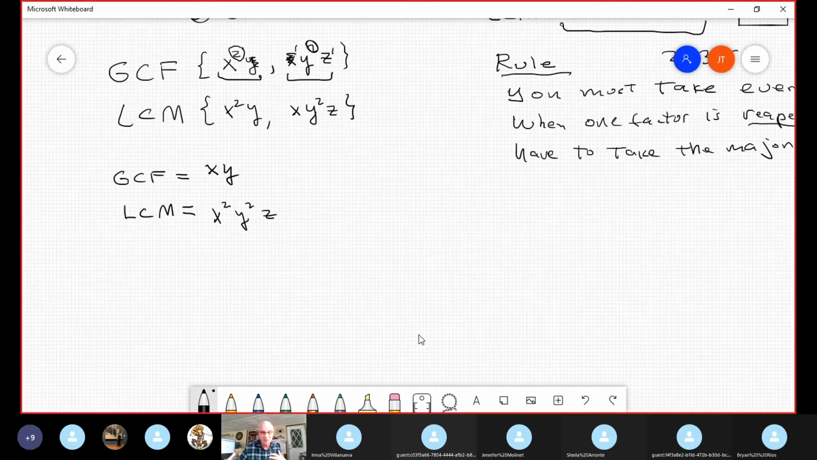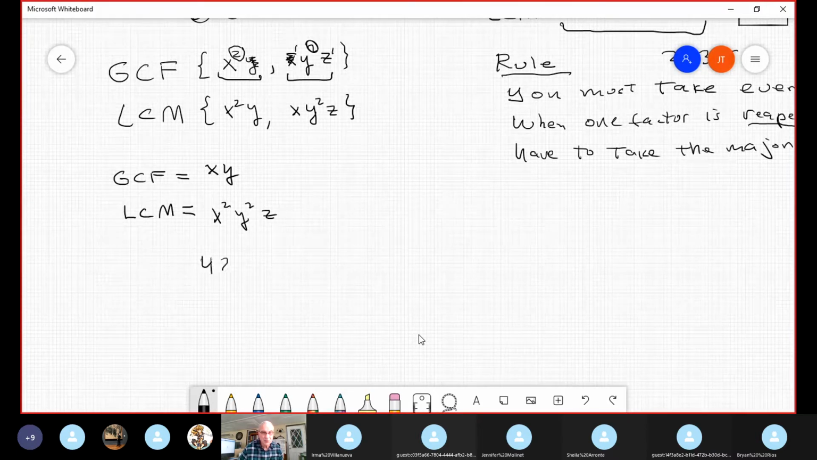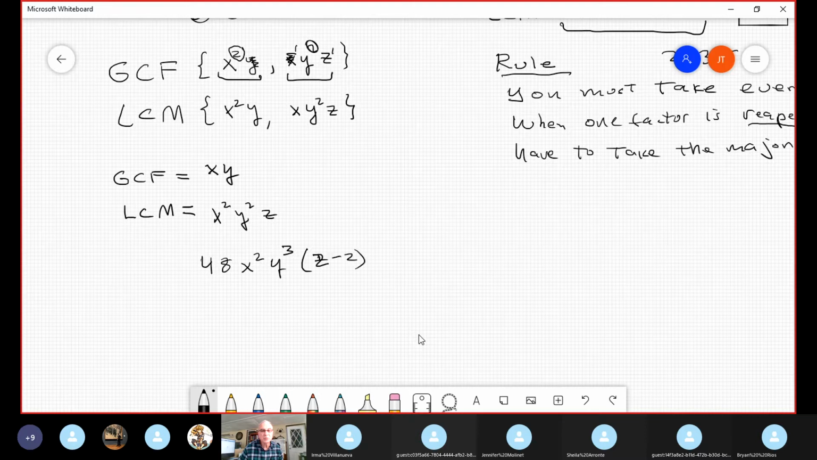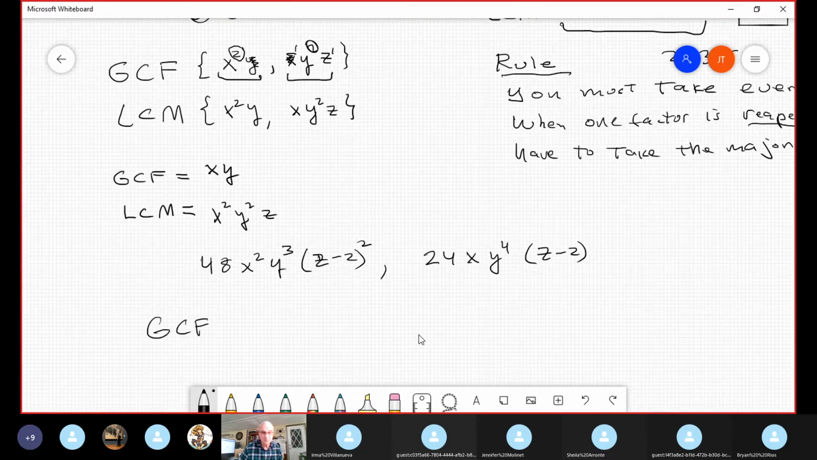Okay, suppose now a combination of numbers and variables. Suppose we have two algebraic expressions. Suppose 48 x to the second power, y to the cubic power, and why not z minus 2 squared. Okay, this is my first. My second is 24 x y to the fourth and z minus 2 to the 1 power. You know, when it's 1, it's invisible. You don't need to write it. Find the greatest common factor and find the least common multiple.